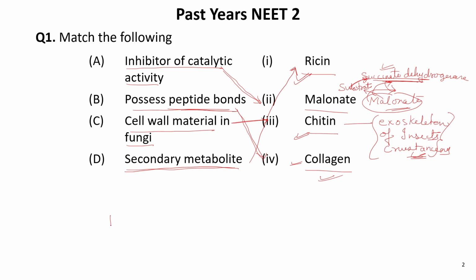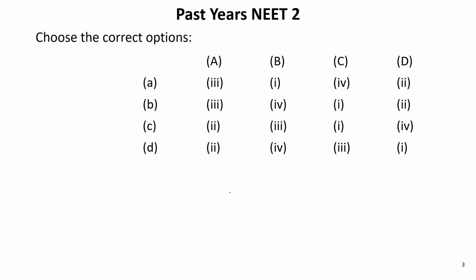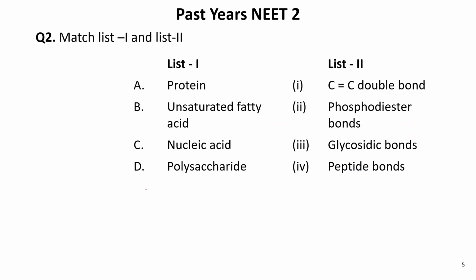So our correct match is A, 2; B, 4; C, 3 and D, 1. Okay. Moving forward. So this is our correct match. Next question. Match list 1 with list 2.